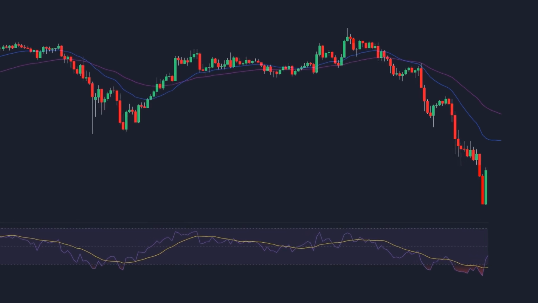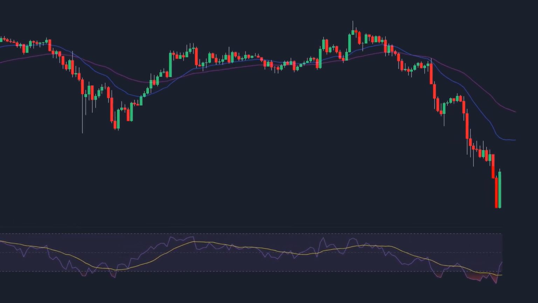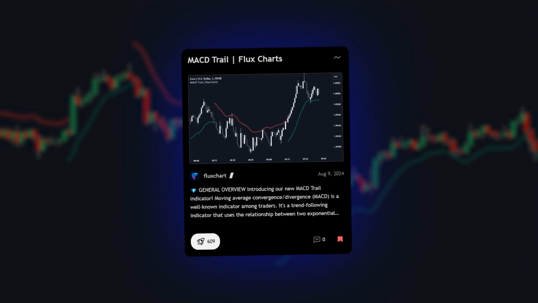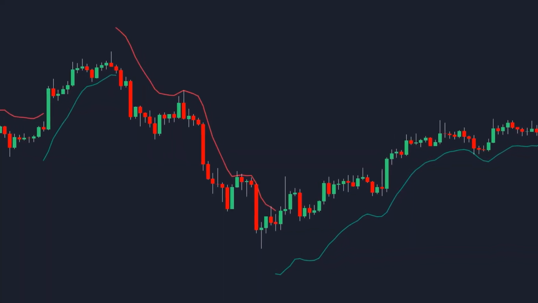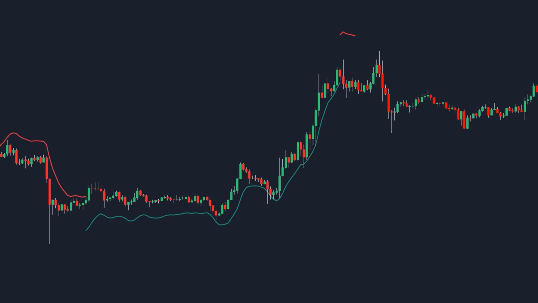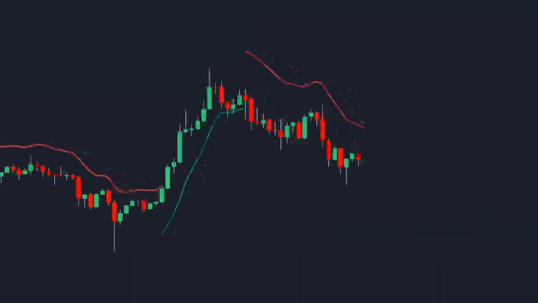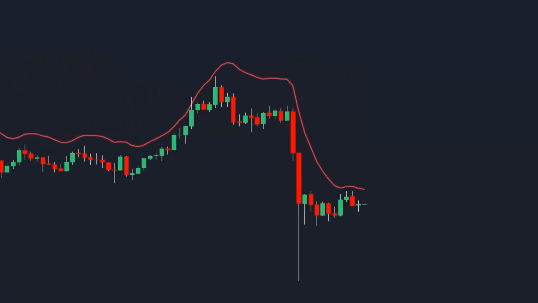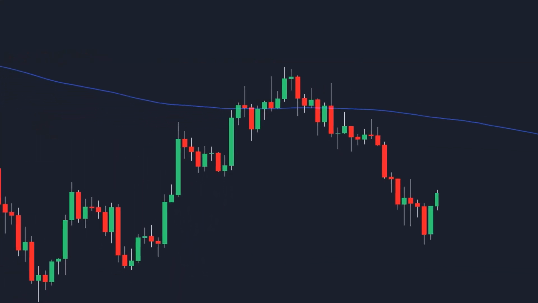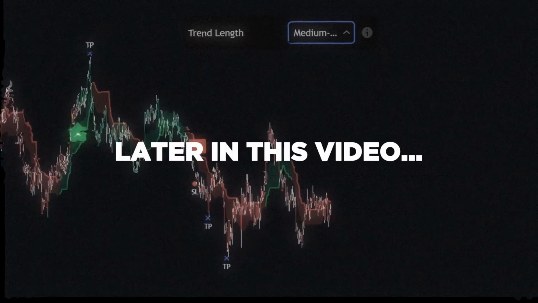That's the problem with most trend-following tools. They react to what has already happened. The MACD trail doesn't. This indicator doesn't just show you the trend. It gives you real-time trailing lines that move with price. It's built from the MACD, adjusted by volatility, and constantly updates where price is most likely to go, not based on past moves. No, it's based on the current candle. And in this video, I'll show you how it works and how you can trade with it.